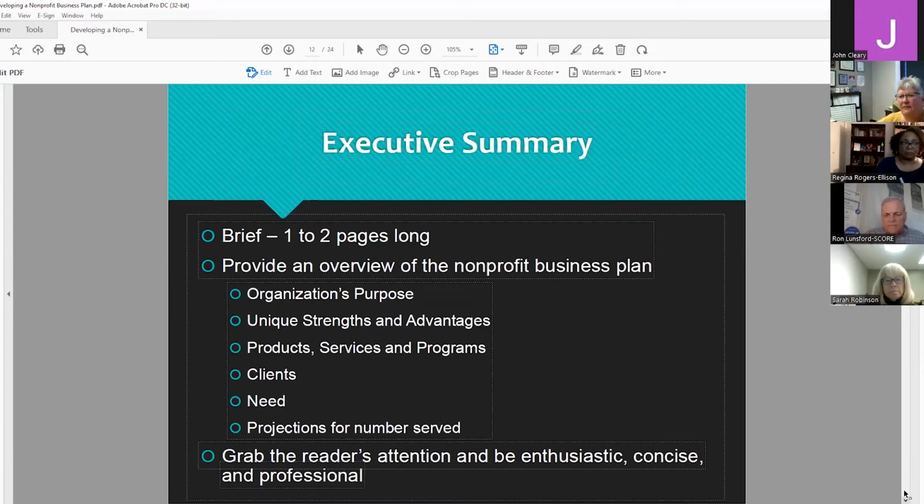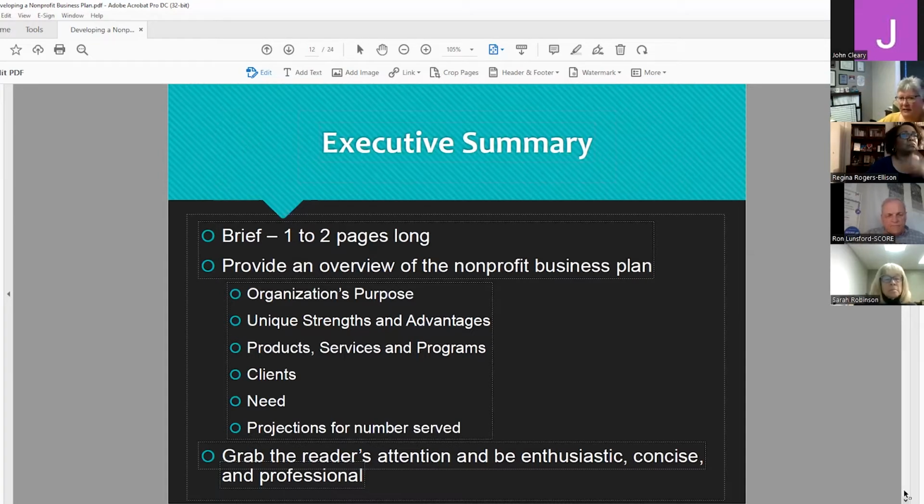Your executive summary of your business plan should, again, be brief, 1 to 2 pages long. The more concise you can write, the better. If you are going to present this business plan to your board members, to a potential funder, or to somebody you were talking to about grants, you want them to be able to take the time to read this. So as concise as you can write it, the better.